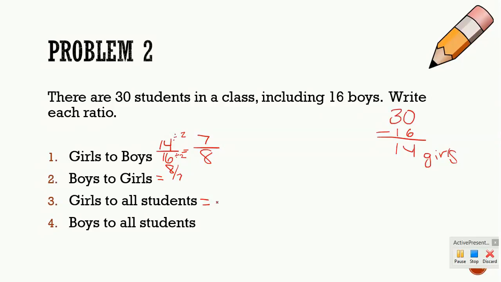Girls to all students. Well, I know there's 14 girls and to 30 students. So I'm going to go 14 over 30. 7 over 15 must be my final answer. Then boys to students. So there's 16 boys, 30 students in all. Looks like I need to divide by 2. So I'll have 8 over 15 for my final answer. Alright?